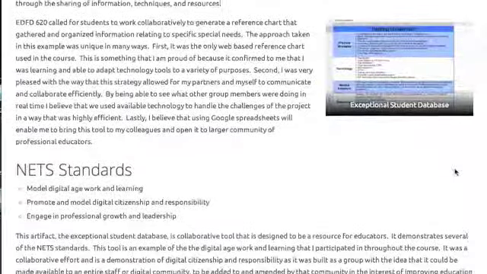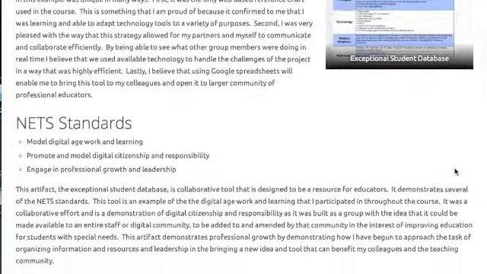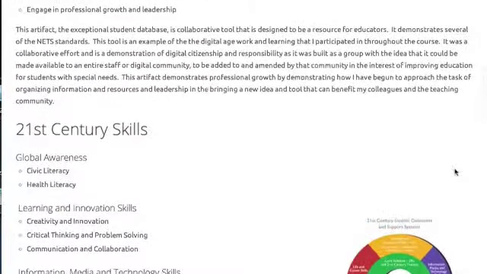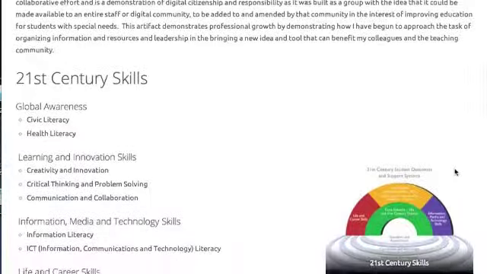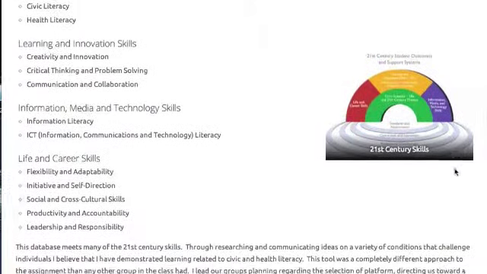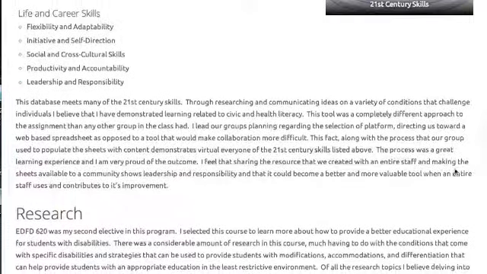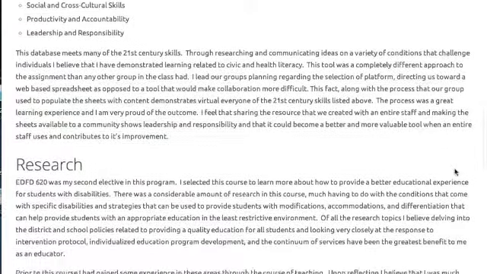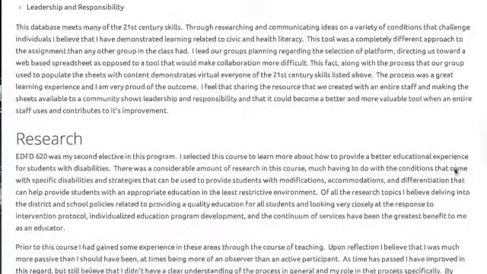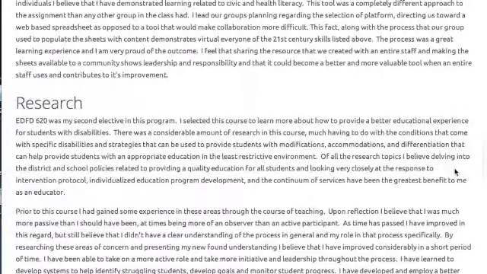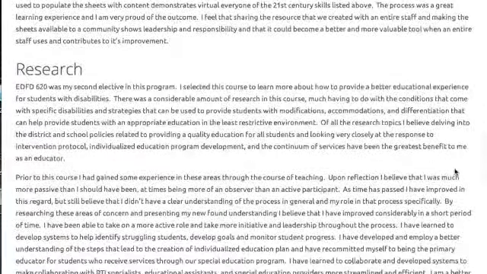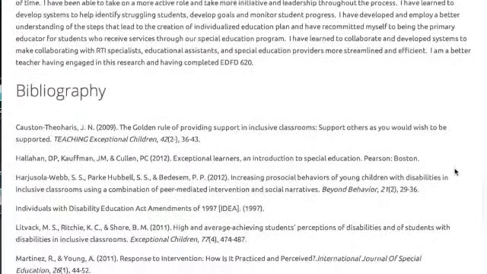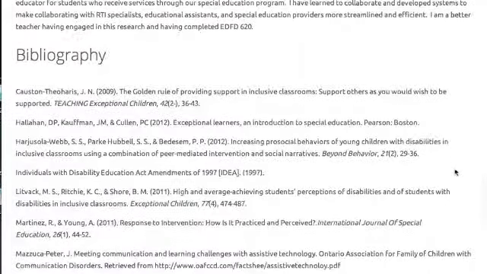As always, I've included the standards that I believe are met by this artifact, as well as the 21st century skills that I believe are present in its creation and in its continual evolution. Additionally, I've reflected on some of the research that was done throughout the course, research into specific disabilities and how best to accommodate and provide a quality education for all students in a least restrictive environment. The bibliography, of course, contains all sources for research papers and projects alike.